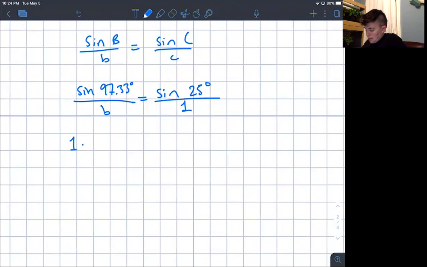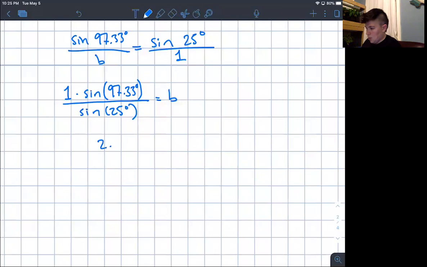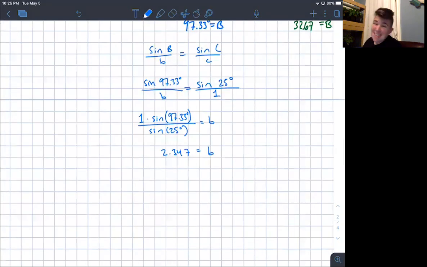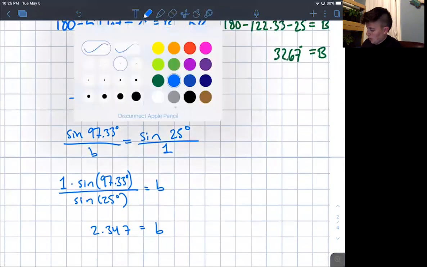So 1 times the sine of 97.33 divided by the sine of 25 degrees is going to get me side B. So let's do that. Sine of 97.33 divided by the sine of 25, and I got 2.347 for B. And again, they didn't give us any units, which makes me a little sad, but that's what we're working with.